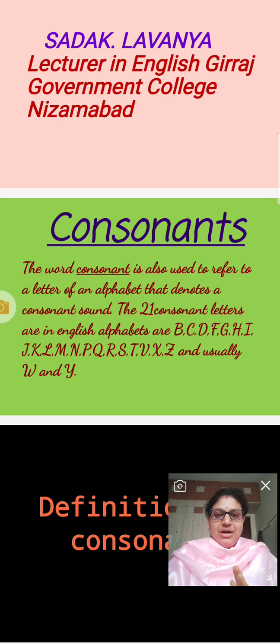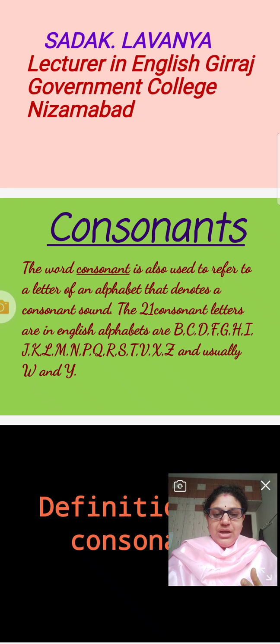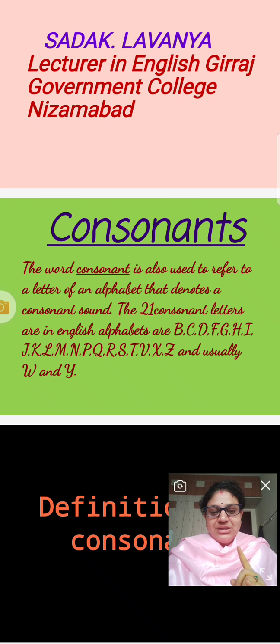Alphabets are divided into two types: one is the consonant and the other is the vowel. Consonants are 21 and the remaining 5 are the vowels, A, E, I, O, U. And sometimes the Y also comes under the consonants and also under the vowels. So Y takes a role in both, consonant and vowel.